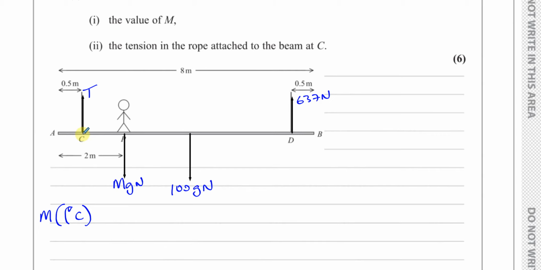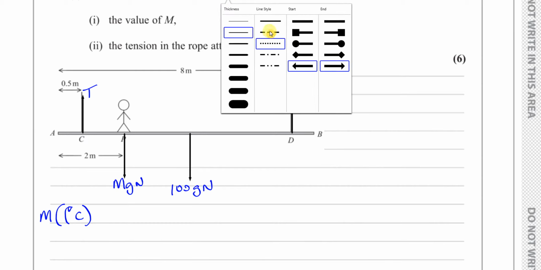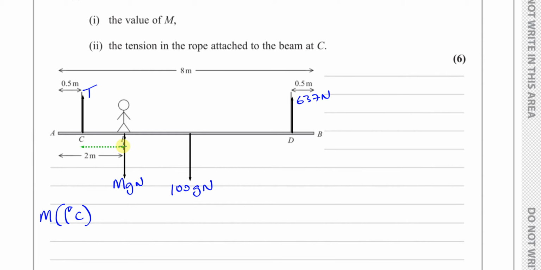If I take moments about the point C, I've got to think of all the distances in relation to C. So for example, the distance of the weight of the gymnast from the point C, well, that's 2 meters minus 0.5 meters, so that's 1.5 meters there. And from C to the weight acting, we know that that's 4 meters because it's exactly halfway along, as we mentioned, and that's 0.5 meters, so that's going to be 3.5 meters.